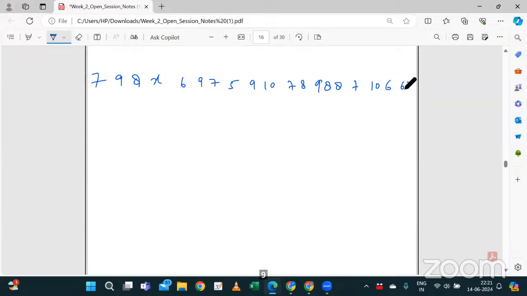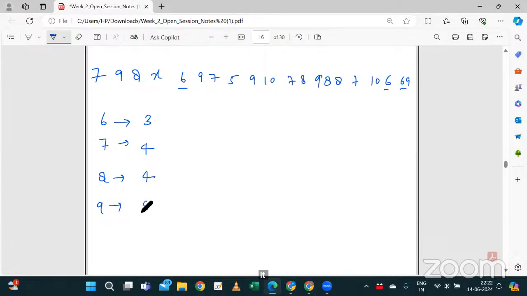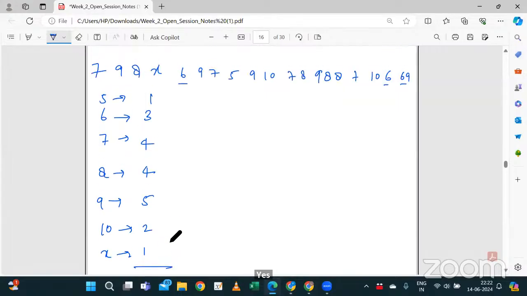So, how many times does 6 occur here? Three times. 1, 2, 3, right? And 7? 4 times. 8? 4 times. 9? 5 times. 10? 2 times. And 5 we have also, right? 1 time. And X is occurring 1 time, right? So what is the total? Total is 20, right?